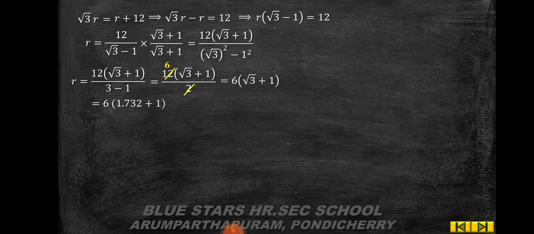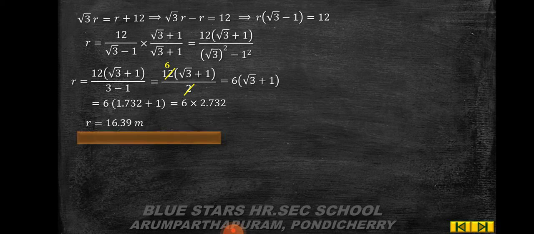Now, substitute the value of root 3 as 1.732, which is equal to 6 into 1.732 plus 1, which is equal to 6 into 2.732. R is equal to 16.39 meter. Therefore, R, which is the radius of the dome, is equal to 16.39 meter.